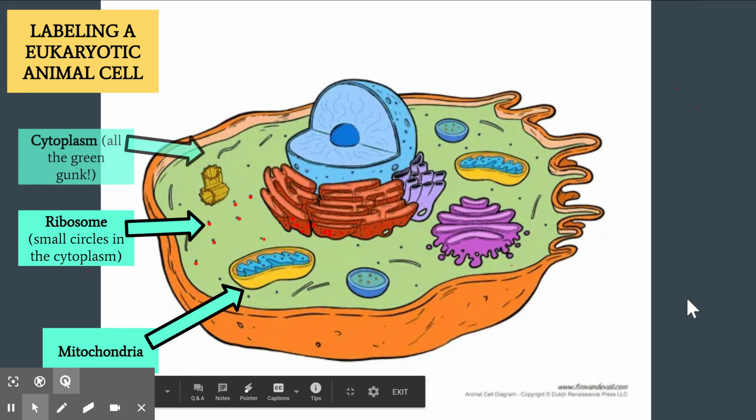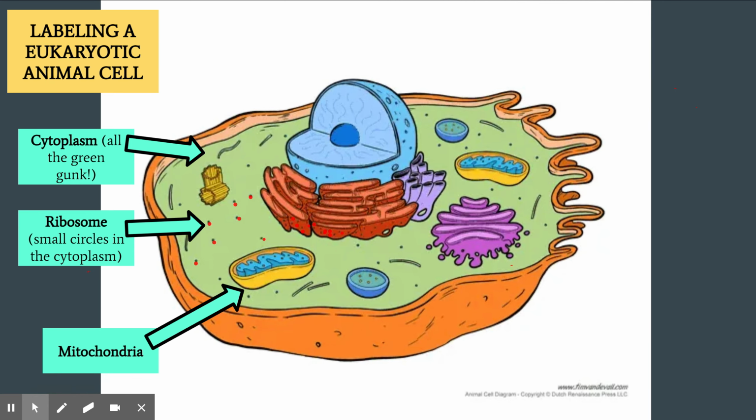Next up is the cytoplasm. The cytoplasm is the jello that holds everything in place. In this picture, it's all the green gunk. Everything that's green inside the cell is the cytoplasm. It fills all the empty space and keeps everything in place.